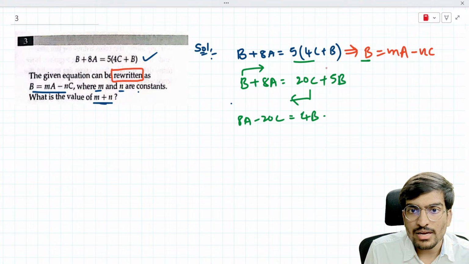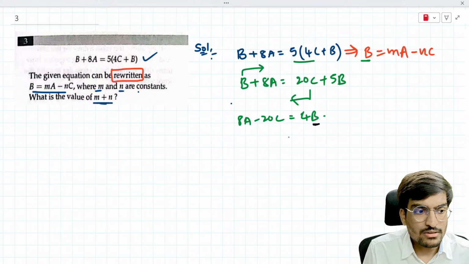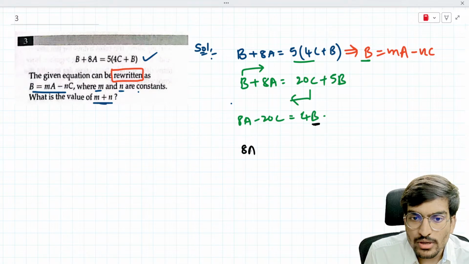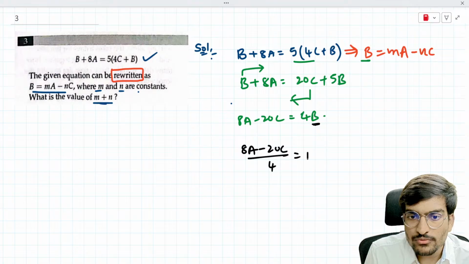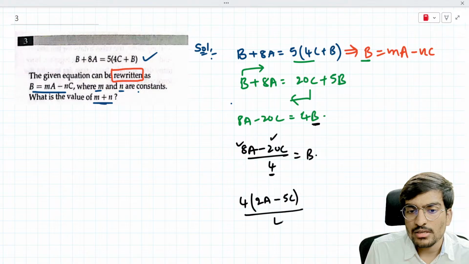So what are m and n after comparing? We need only b, we don't need 4b. So 8a minus 20c, divided by 4, equals b. Let's remove this 4. How? Here, 8 and 20, what can we take common? 4 common: 4 times 2a minus 5c, divided by 4, 4 out, you get b. So finally b equals 2a minus 5c.